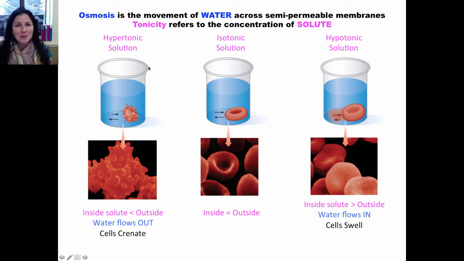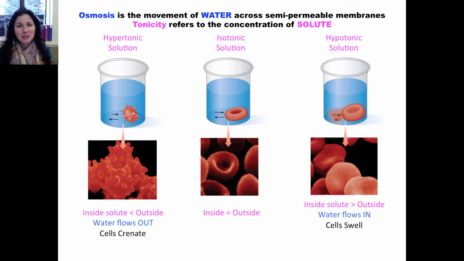On the other hand, if you put cells in a hypertonic solution, that means that there's more solute outside the cell than there is inside. The water will move from the lower concentration of solute to the higher concentration of solute. And in this case, it means from inside the cell to outside the cell. The cells will lose water, and they will shrink. This shrinking is called crenation. And here's a photograph of some red blood cells that have been placed in hypertonic solution.